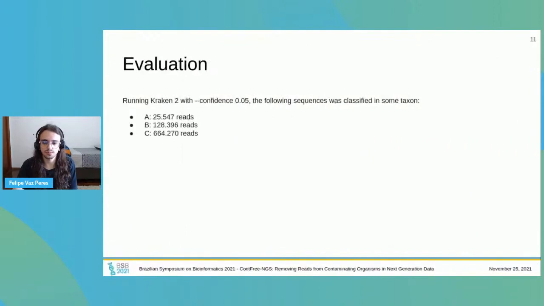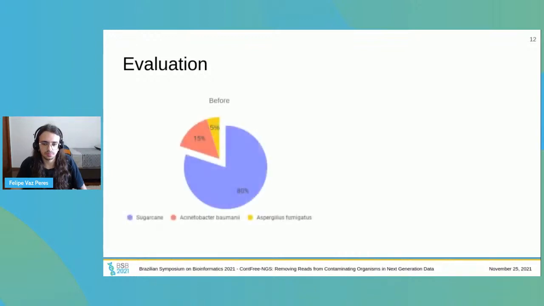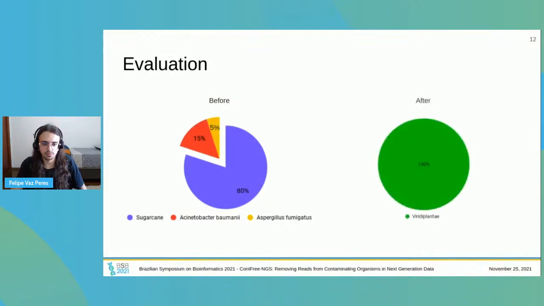And after running Kraken 2 with confidence 0.05, the following sequences were classified in some taxon. And as you can see here, for the 3 datasets, nearly half of all sequences were assigned to a taxon. So we can choose if we will remove these reads or not. In the final step of the evaluation, we looked at the numbers of sequences in the datasets. So that is the distribution before the contamination removal, and after the contamination removal, selecting the plant taxon as the target taxon, we can remove all the contamination with Control-NGS.